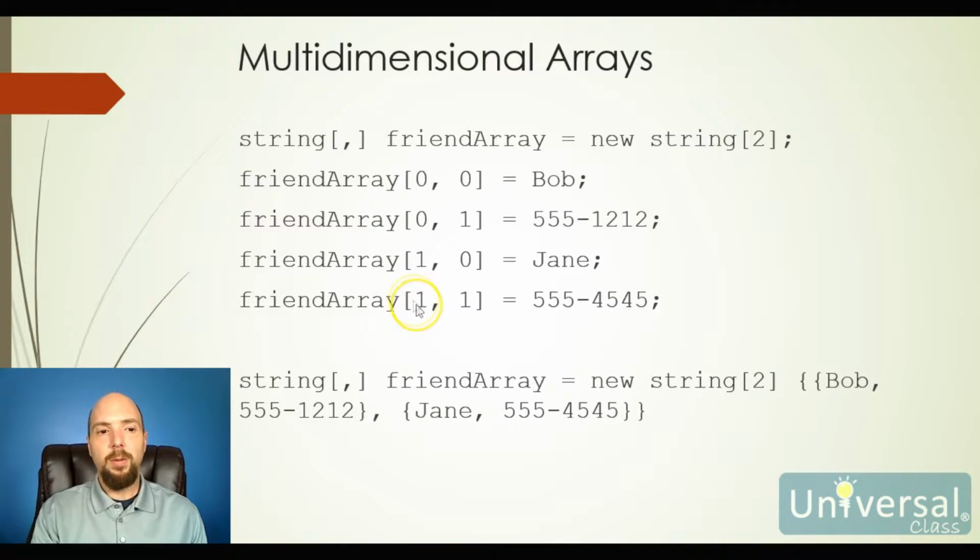Okay, so the second person is element 1, and then element [1,0] is Jane, so 0 would be the name, 1 would be their telephone number, and so forth. Now we can also use the shortcut to declare it, and the way that we do this, you say string, that's the data type, and then array. Now notice the comma in here. The comma specifies that it is a multi-dimensional array. And then we're going to call it friendArray, set it equal to a new string array of 2 elements in length, and then our elements are going to be Bob with his phone number and Jane with her phone number.